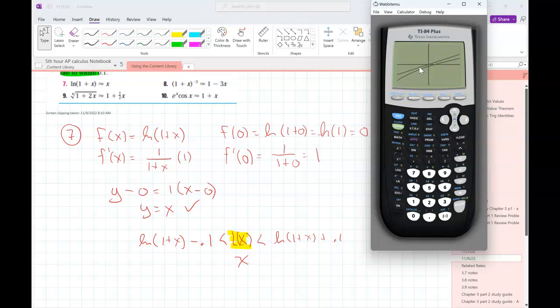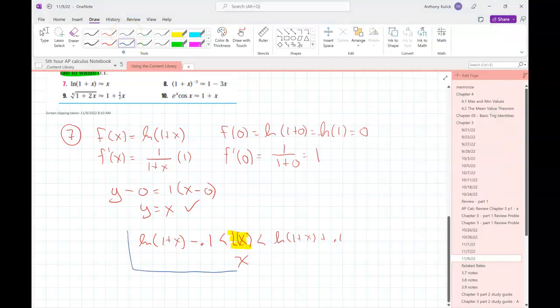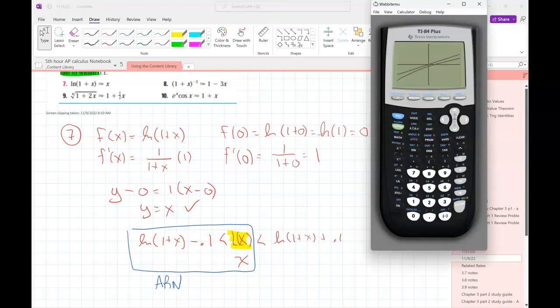Can we see that? Which is good, because this part here is always true, right? All real numbers satisfy that inequality. I graphed ln of 1 plus x minus 0.1. What does your window look like? I did negative 0.5 to positive 0.5 on the x's, and then negative 1 to positive 1 on the y's.